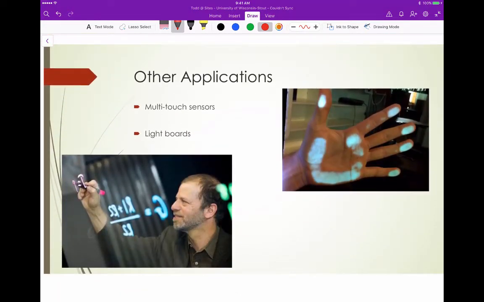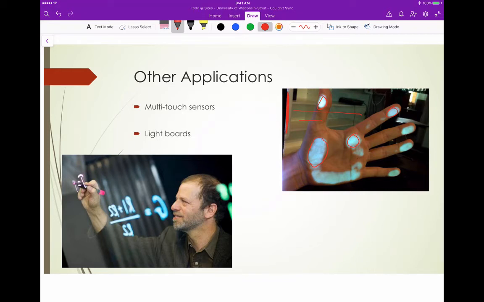Just a couple of other applications where you'll see total internal reflection. Sometimes multi-touch sensors will use this, and so you have a sheet of some sort of material, and then there's light that is being shone through the substance. It's bouncing back and forth between the surfaces of the substance, but if you place your hand on the surface, it will let some of that light leak through. And if you have a camera, you can detect those points, showing you where touch is occurring.